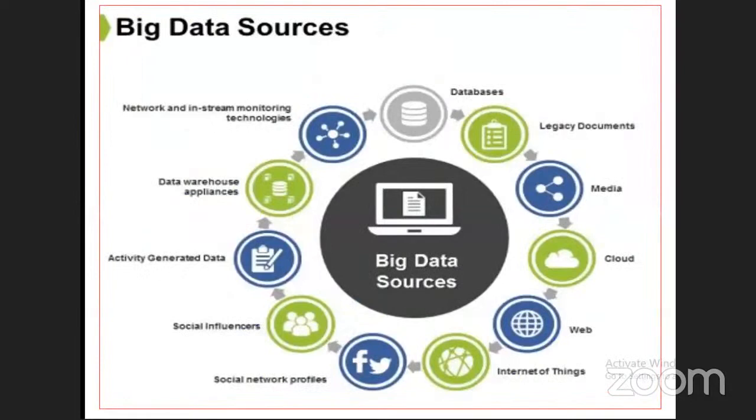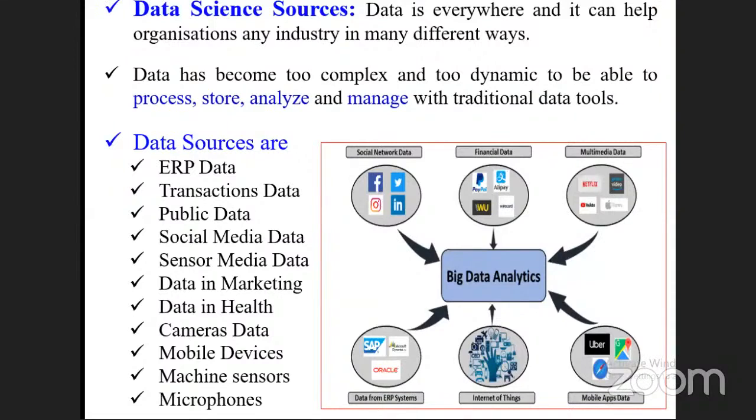So where is this data coming from? What are the big data sources? Like a Facebook database, legacy documents, old databases, media database, cloud database, web database, social influencers, user-generated data, data warehousing applications, network-related IoT databases. ERP data is also a big database for data science applications. Maybe transaction data, public data, social media data, data in health, data in marketing, mobile devices data, cameras data, microphones data. Data is everywhere and it can help organizations, any industry, in many different ways.